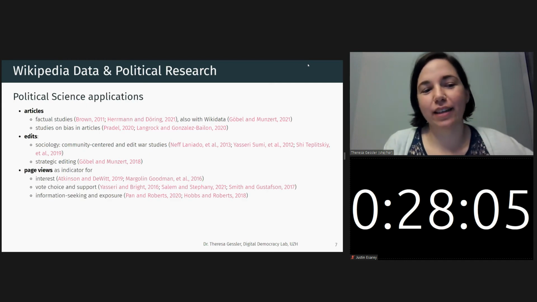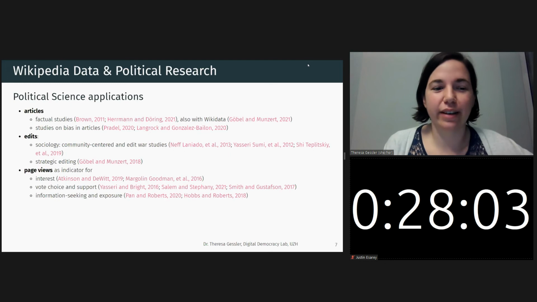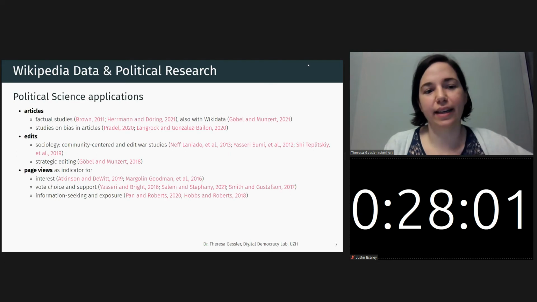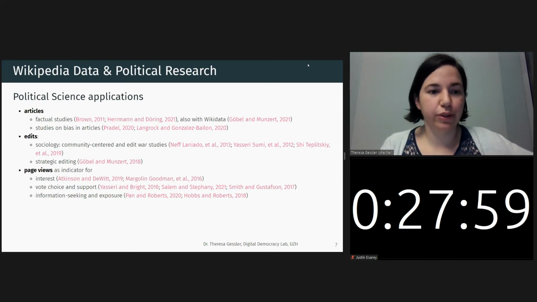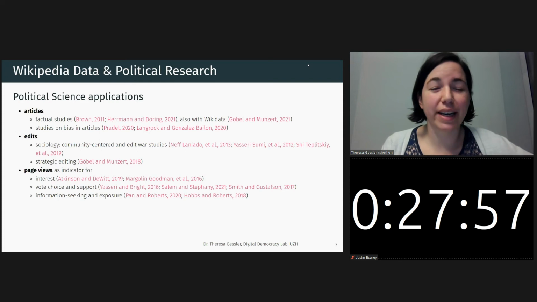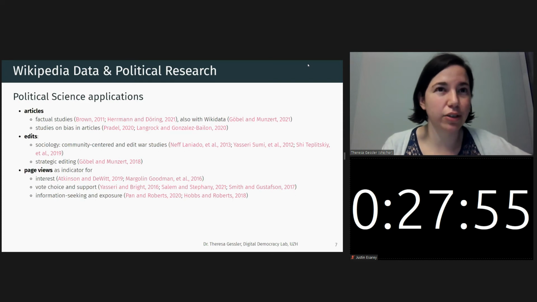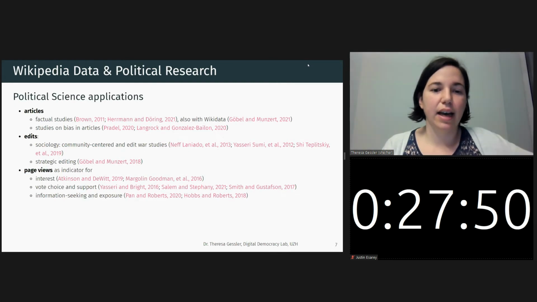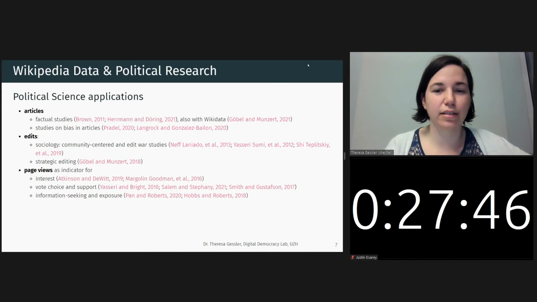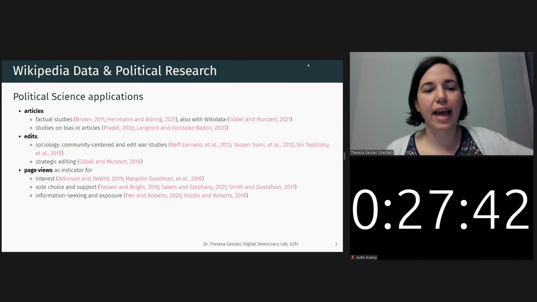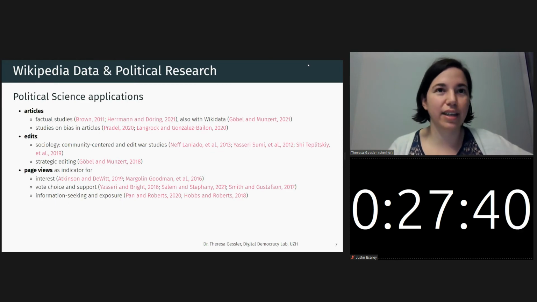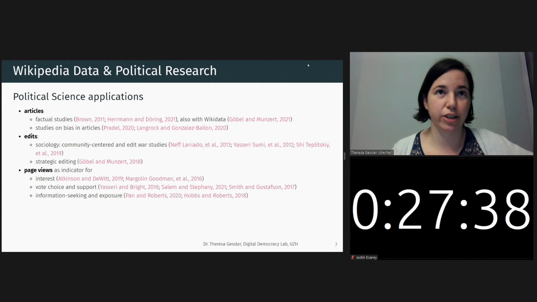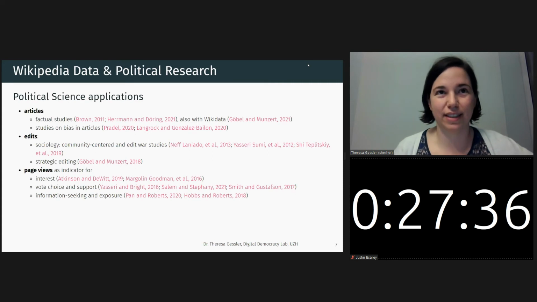A third aspect is research on page views, and they've been used quite widely as an indicator for different things. For example, on interest in policy issues, but also in candidates to measure their viability. A second aspect has been to try to predict vote choice and support for certain candidates from Wikipedia page views. And a third aspect has been information seeking and exposure to information based on article visits.